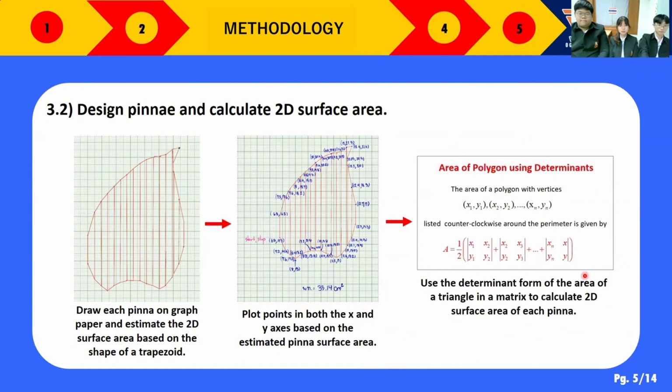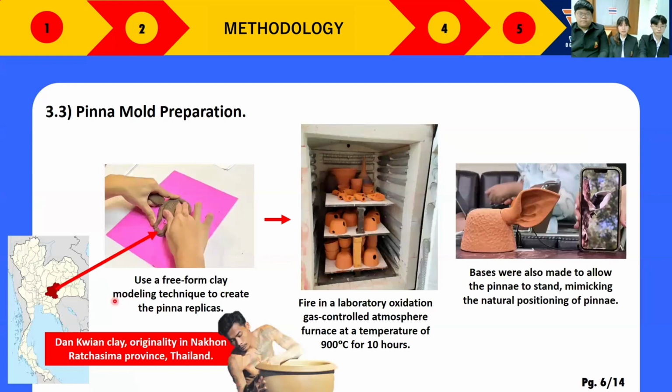Then, the width and the length of the pinna will be adjusted according to the ratio in order to achieve a similar area. After that, we prepare a pinna mold using dark green clay that originates in the Wysii province. The pinna shaping was done using a free-form clay modeling technique. Then, the pinnae are fired in a laboratory oxidation gas control atmosphere furnace at a temperature of 900 degrees Celsius for 10 hours. And bases were also made to allow the pinnae to stand, mimicking the natural positioning of the pinnae.